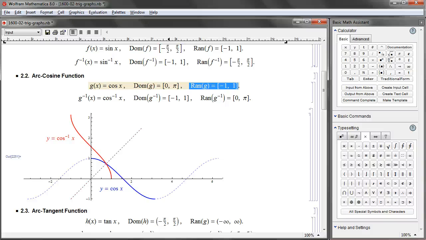Now, if we take the inverse function, domain becomes range, range becomes domain. So the domain of the inverse function is negative 1 to positive 1, and the range is from 0 to pi. And that inverse function is called the inverse cosine function or arccosine function. And it's the red graph. As you can see, this red graph, the graph of the arccosine function, is symmetric to the graph of the cosine function, the blue one, with respect to the principal diagonal y equals x, this purple dotted line.